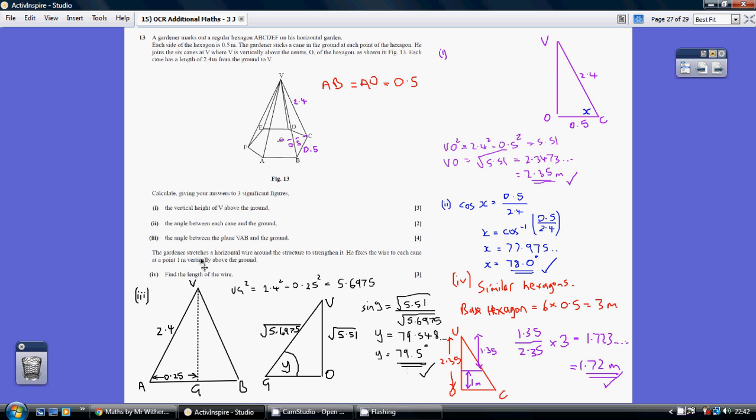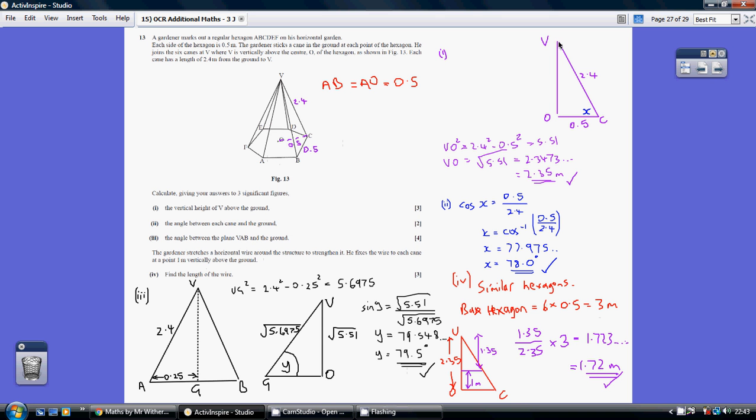Now for part 4, the gardener stretches a horizontal wire around the structure to strengthen it. He fixes the wire to each cane at a point 1 meter vertically above the ground. So this is going to be a similar hexagon question, similar shapes. We know that the perimeter of the hexagon on the ground is 0.5 all the way around, 6 lots of 0.5, which is 3. So what we've got to consider is the relationship between the base hexagon and the hexagon which is going to be 1 meter up.